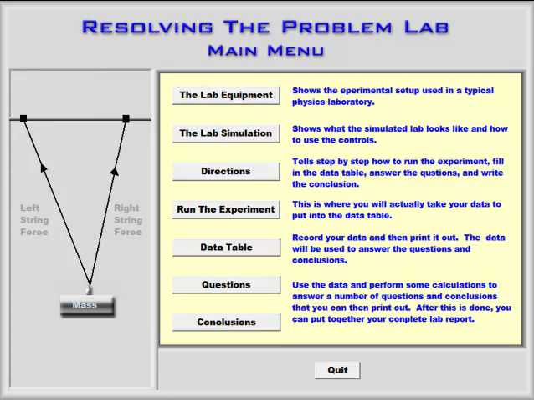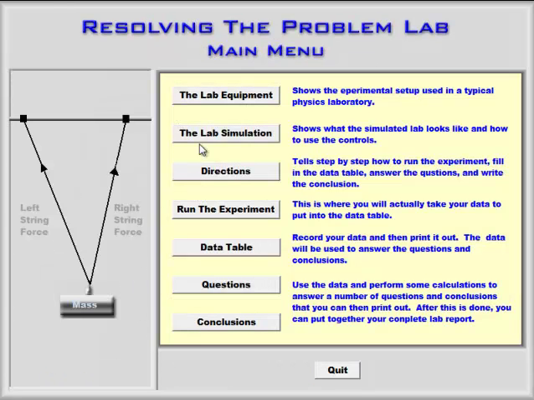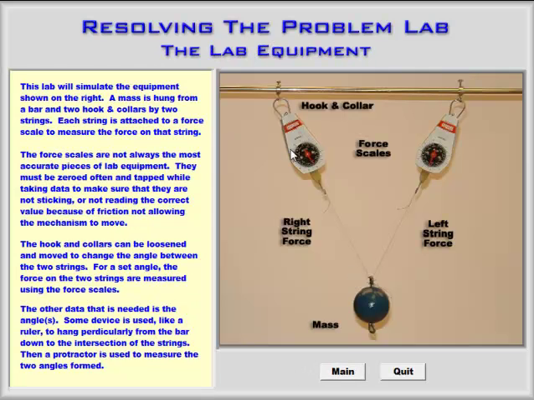One of the nice things about using a simulation is that it saves a lot of time in setting up the equipment. I know that this particular lab takes a fair amount of time to set up. It is hard for the students to read these particular force scales. So this allows the students to get better data and lets them spend more time on the calculations. Certainly there's a place for hands-on labs, but not necessarily everyone has to be that way.